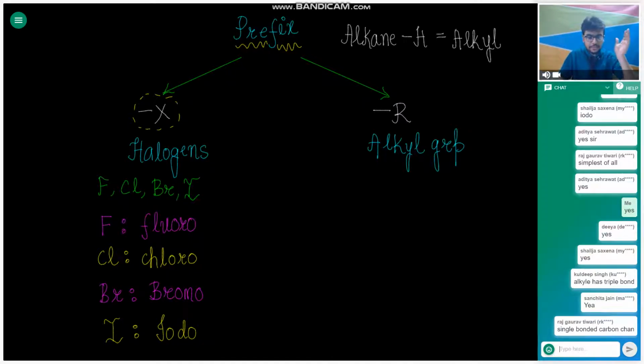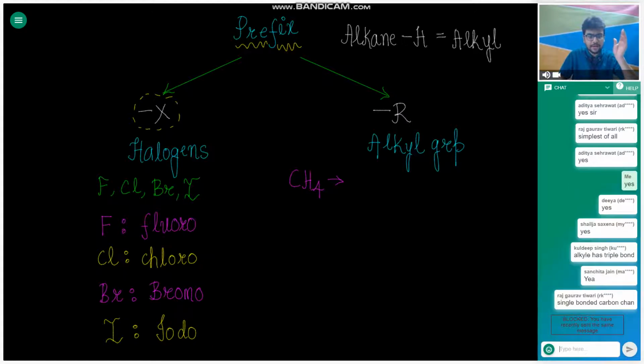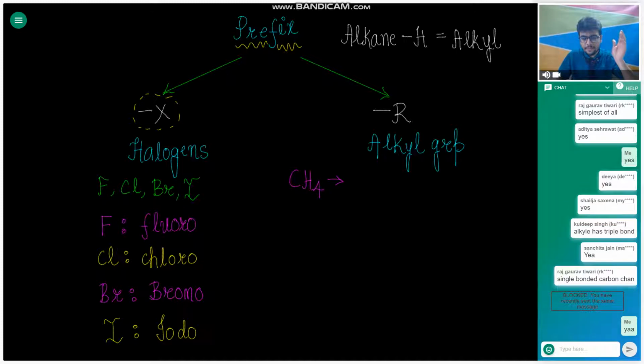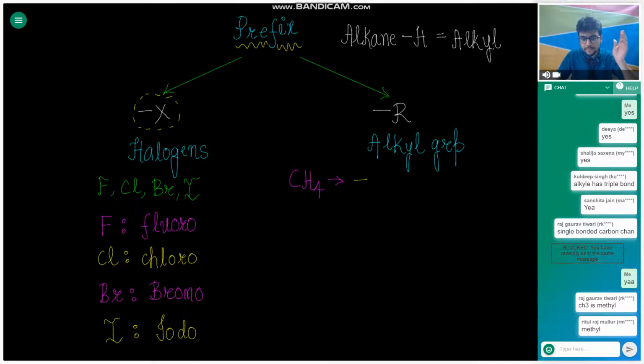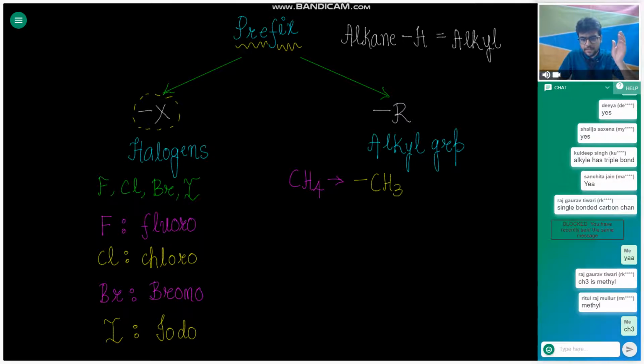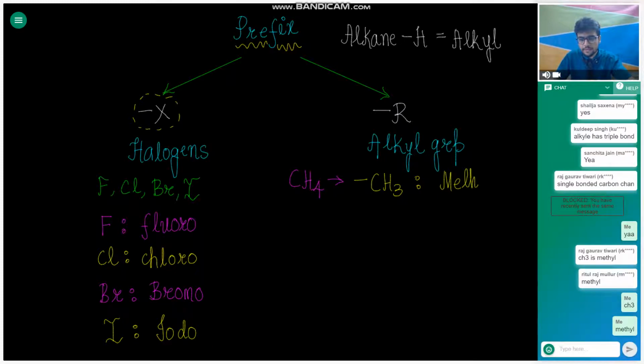Can you tell me what is the name of the first alkane? It is methane, yes or no? Correct. Now from methane, if I remove one hydrogen, then it will be represented as dash CH3. This will be called as methyl group.